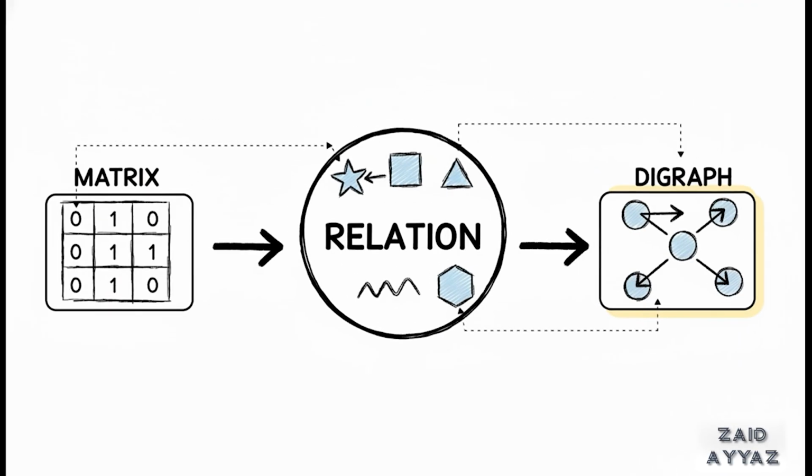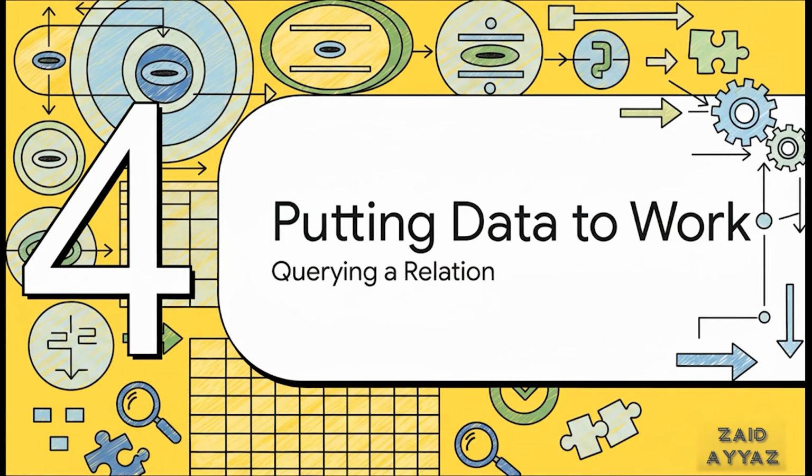And because it's this formal math object, we can represent a relation in all sorts of different ways, not just a table. We could use a matrix of ones and zeros to map out which connections exist, or we could even visualize it as a directed graph, with nodes and arrows. It's all describing the same underlying structure, which just goes to show you how versatile and fundamental this whole idea really is.